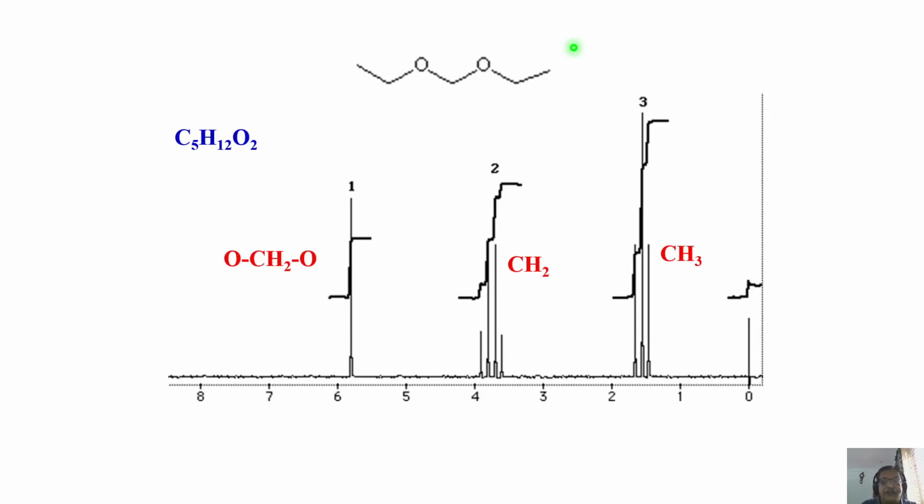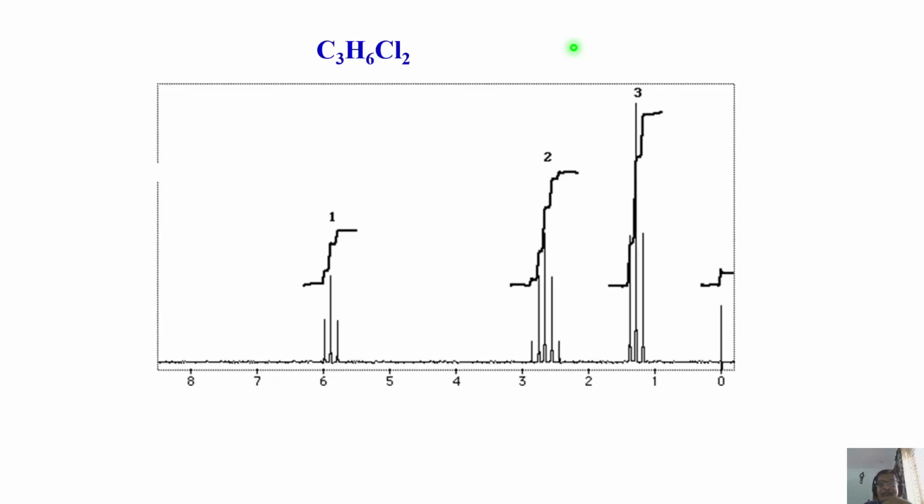This is for the CH2 group. Now, a similar spectrum is there. I'll give you another molecule, and the molecular formula is also given: C3H6Cl2. Now tell me, how do we interpret the spectrum?